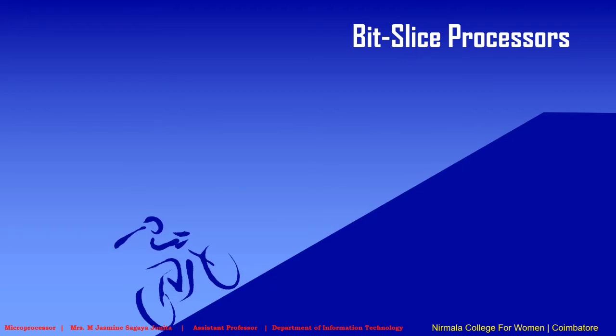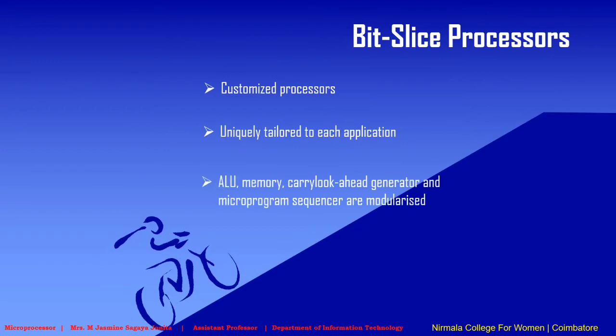Next is the bit slice processors. These are all customized processors which are uniquely designed for each application. The building applications include 4-bit ALU, microprogram sequencer, and a carry look ahead generator.